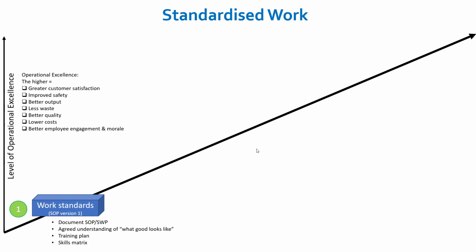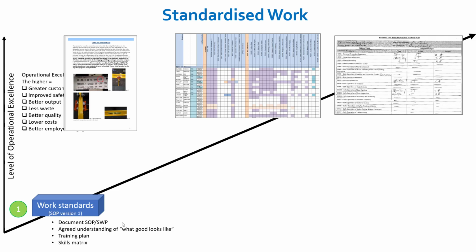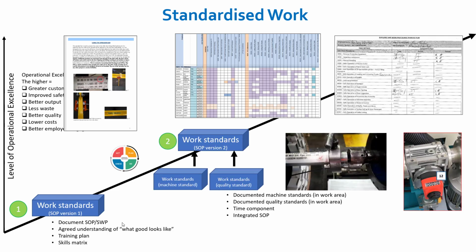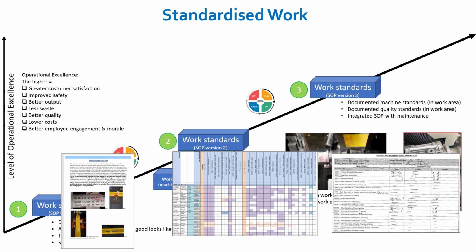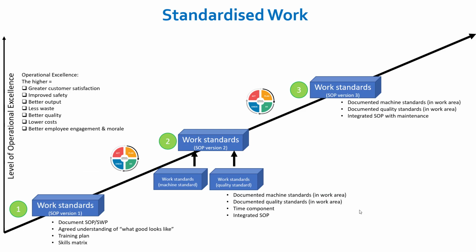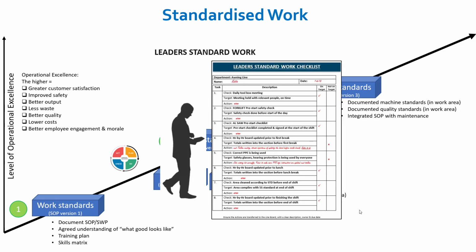So just very quickly recapping. So in standardised work, there's various steps. We start the journey with work standards, documented SOPs, an agreement of what good looks like, skills matrix, training plan. By undertaking a PDCA cycle, we end up with a more mature standardised work platform, which could include quality standards and machine settings. Then if we undertake another PDCA cycle, we end up with an even further mature standardised work system, which could even be including maintenance, and then we can overlay this with leader standard work using a checklist.